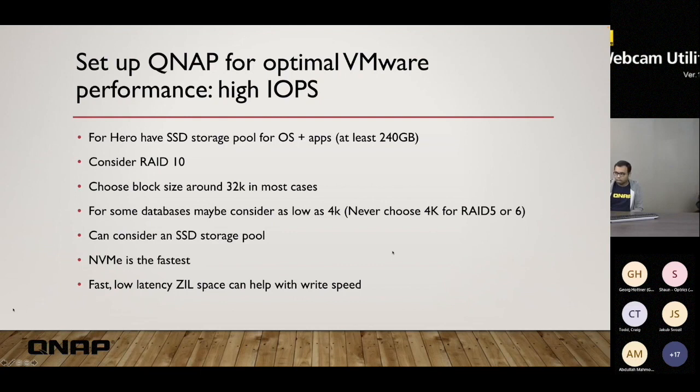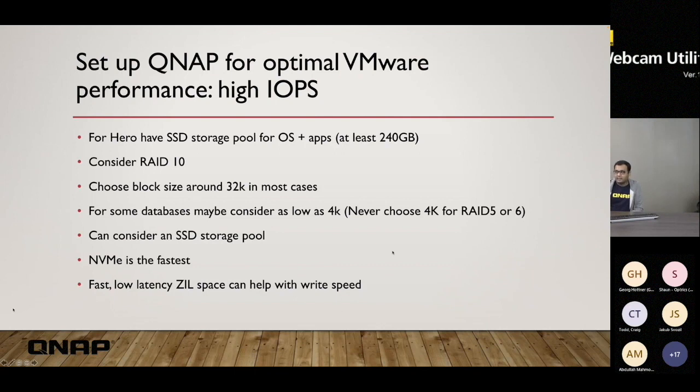So 4K is only for RAID 10 or RAID 1. It should probably not be used on the other RAID levels. I guess technically it can be RAID 0, but I don't like to recommend RAID 0 because it's dangerous. But definitely I would not recommend it for RAID 5, RAID 6, or triple parity.